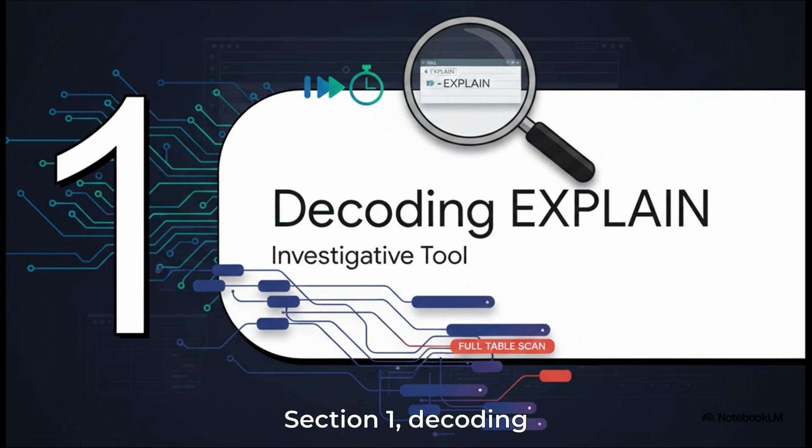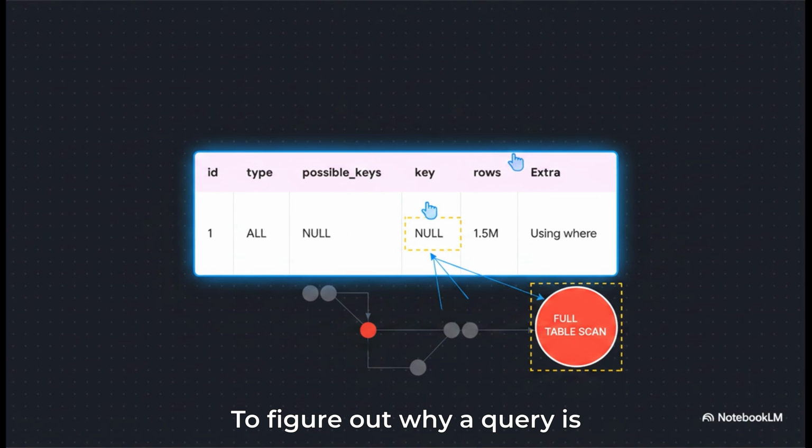Section 1. Decoding the EXPLAIN command, your investigative magnifying glass. To figure out why a query is dragging, we just drop the word EXPLAIN right in front of it. Now, MySQL won't actually run the query. Instead, it asks the query optimizer to reveal its execution plan. Basically, the exact strategy it plans to use to get your data.